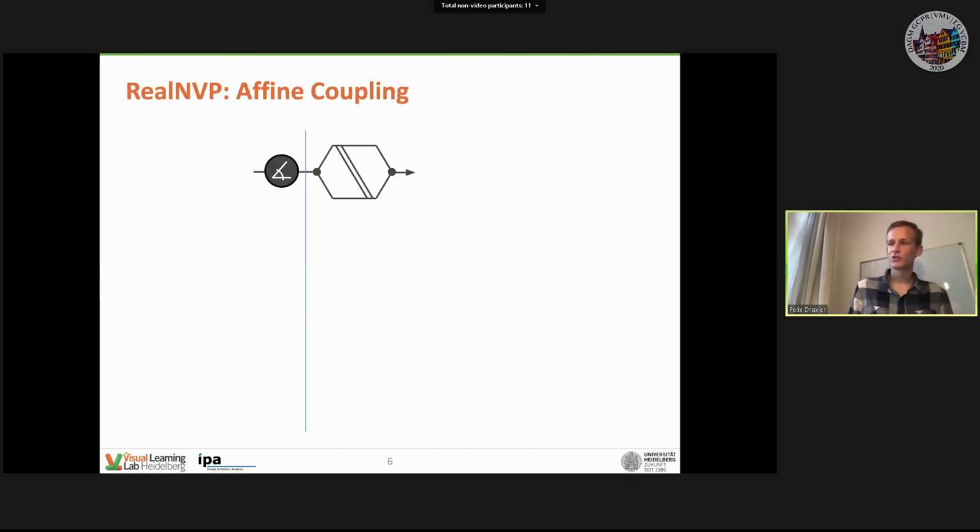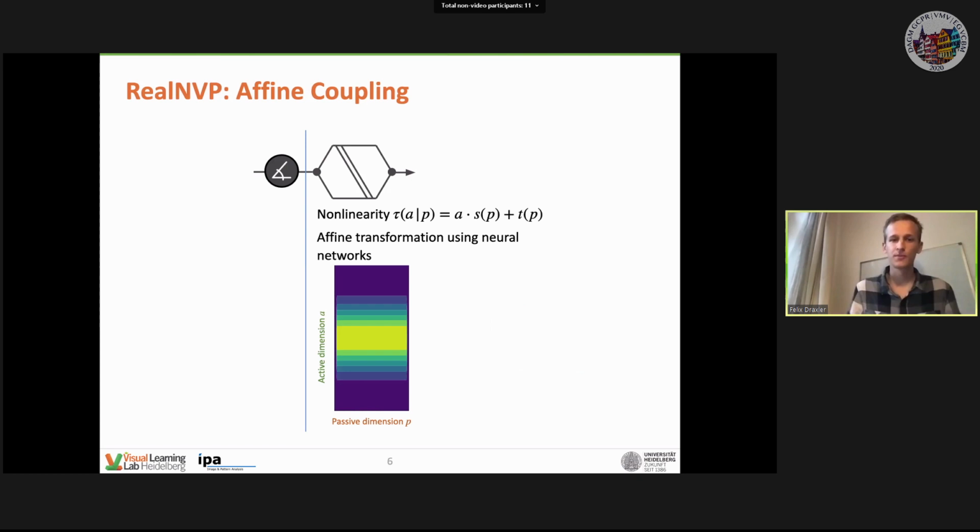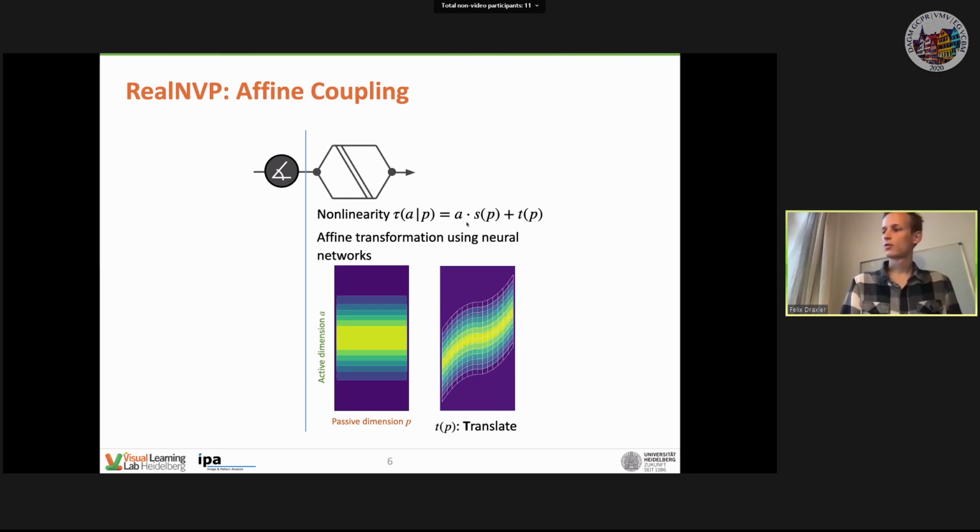But back to affine couplings. Affine couplings consist of two parts, and we'll talk about the second part first. We call it the nonlinearity, and it takes a part of the dimensions, which we call the active dimension, and changes it, but leaves the other half unchanged. This makes it really easy to invert. This is the function up here that we learn, and it is super easy to invert if p is the same in forward and backward mode. In total you see that this is an affine transformation. For each p we can modify the whole stack of a's by moving them further apart from one another.